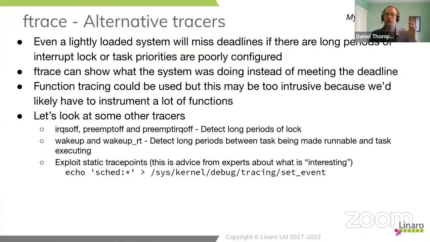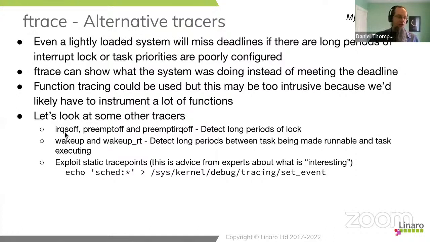So first off, even very lightly loaded systems can miss deadlines based on interrupts if there are long periods of interrupt lock or bad task priorities and things like that. So ftrace can be used not just to show the functions that are being used before we miss the deadline. It can also be used to look at other things that are happening shortly before missing a deadline. Like I say, function tracing would be great for this. It's also moderately intrusive. So we might want to find lower intrusion ways to try and get interesting information out. So, some other traces that can be interesting.